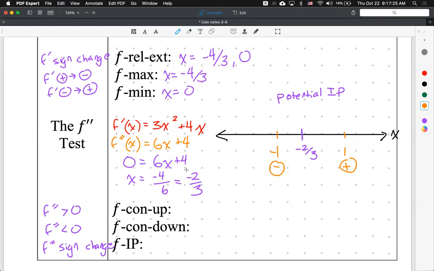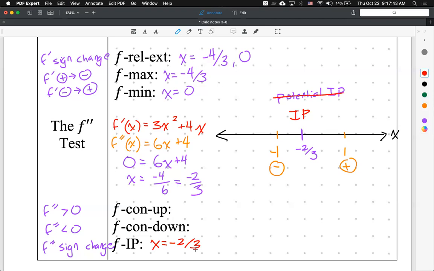So from there, we can confirm, I should label this now, this is indeed an inflection point. I'll just cross off potential inflection point. It is an inflection point. I can say the inflection point is at x equal to -2/3.